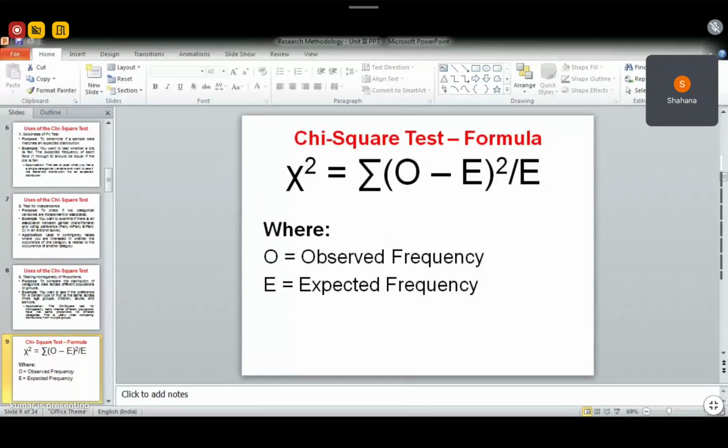Go to page number 114, the formula is given there. In your study material, if you turn to page number 114, you can see the formula. Sigma O minus E the whole square divided by E, where O is the observed frequency and E is the expected frequency. So again, I repeat that when there is a difference between observed frequency and expected frequency, to test whether the difference is significant or not, the chi-square test is used. The formula here is sigma O minus E the whole square by E.